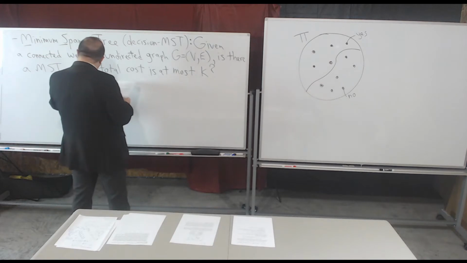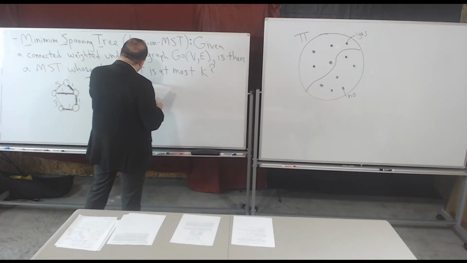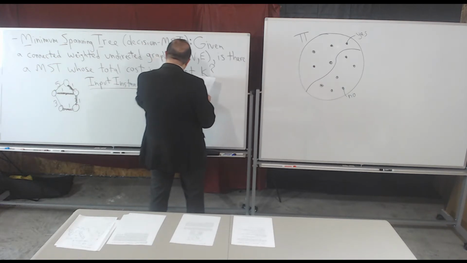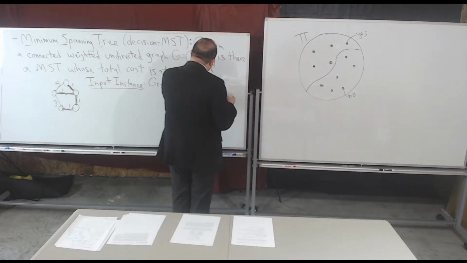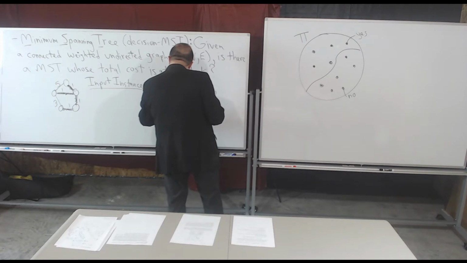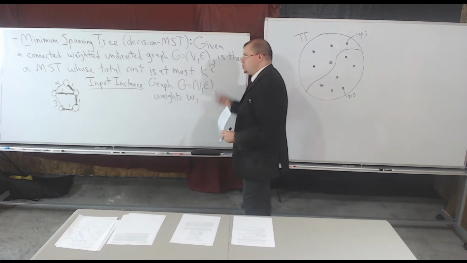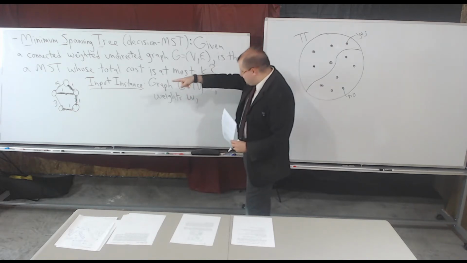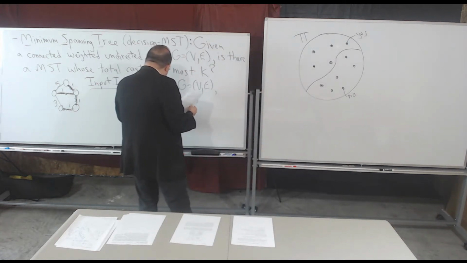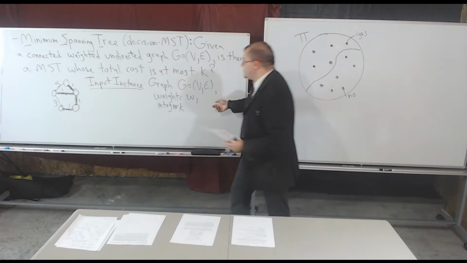Just to be clear, an input instance here would be the graph G equals (V, E), the weights W, so this is just the weight function. I give it an edge or 2 endpoints, and it pumps out the number that is the edge weight. And then, of course, I have integer k. So that's what the input instance would look like for this problem.